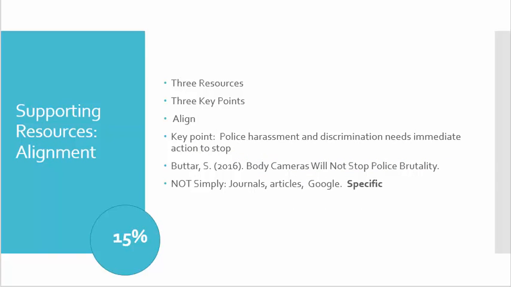Supporting resources talks about the alignment. You should show a definite relationship between each key point. This is my first reason, and it aligns with this. For example, my key point is that police harassment and discrimination needs action to stop. And the source, body cameras will not stop police brutality, specifically deals with not one thing. If your key point is you need to do something immediate and there's not one way to do it, then this source might support that.